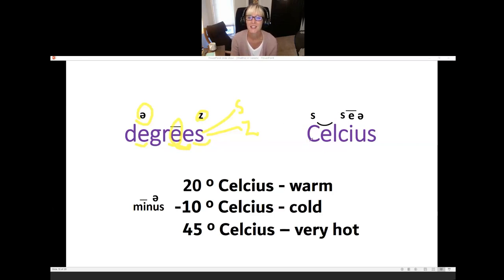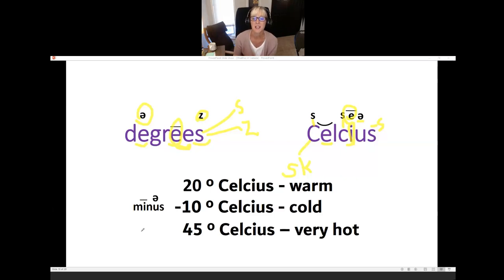Celsius. Now the letter C can say K or S. And here it says S. Short E, L, S. The C also says S. This I is a long E sound. Celsius. See? Listen to me speak.